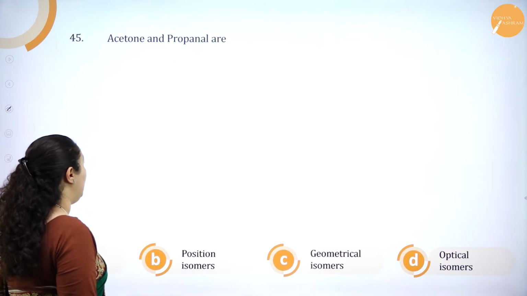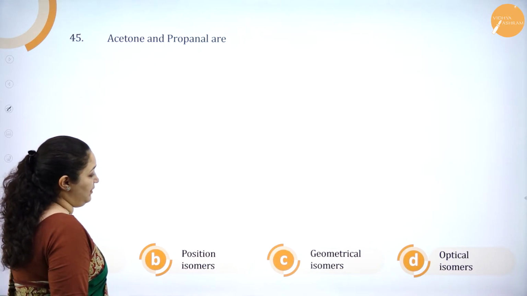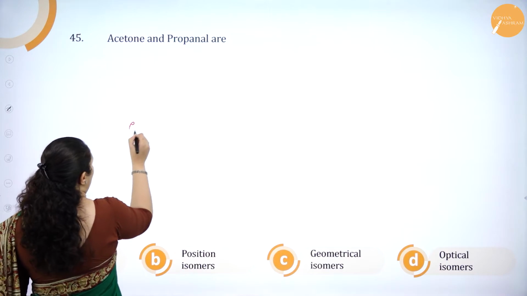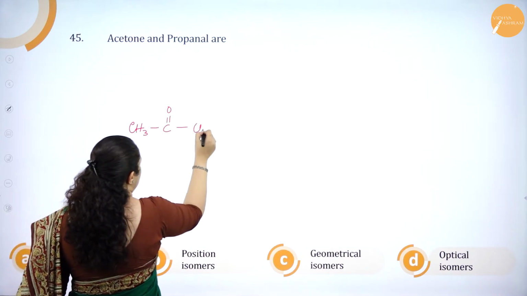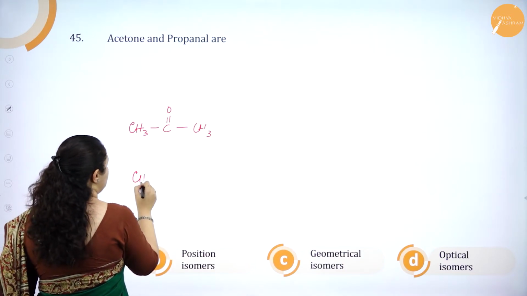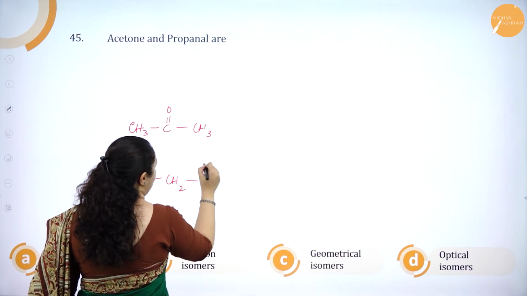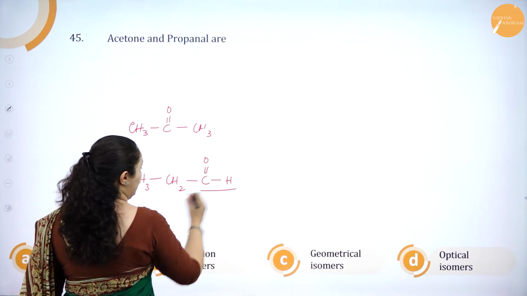Acetone and propanol are functional isomers, position isomers, geometrical isomers, or optical isomers. So what is it? Acetone is CH3, C double bond O, CH3. Propanol, okay, so it is CH3, CH2, C double bond OH. So in propanol, the CHO group is there.